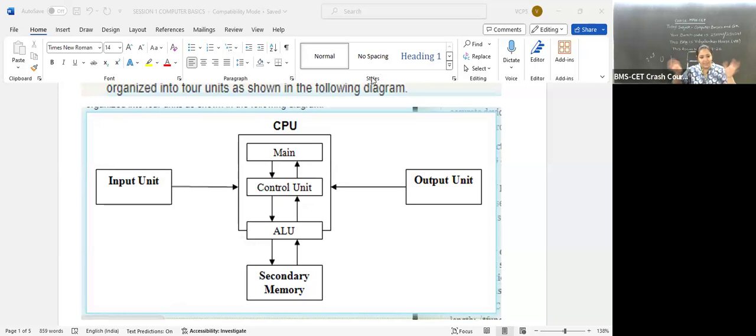You know, bit, byte, ये सुना है? Byte means 1000 bytes, 1000 bits, only 1000 bits.